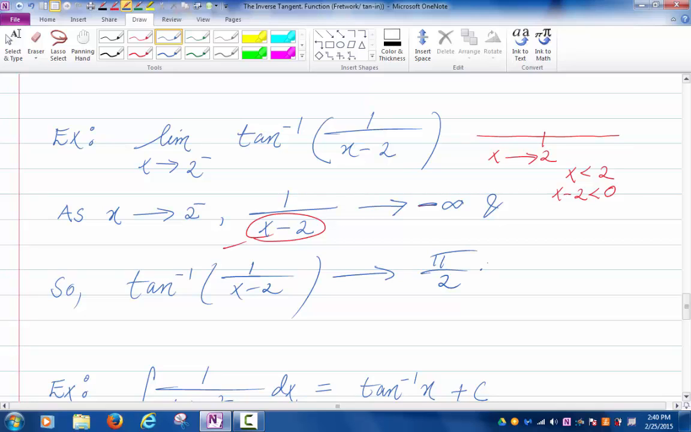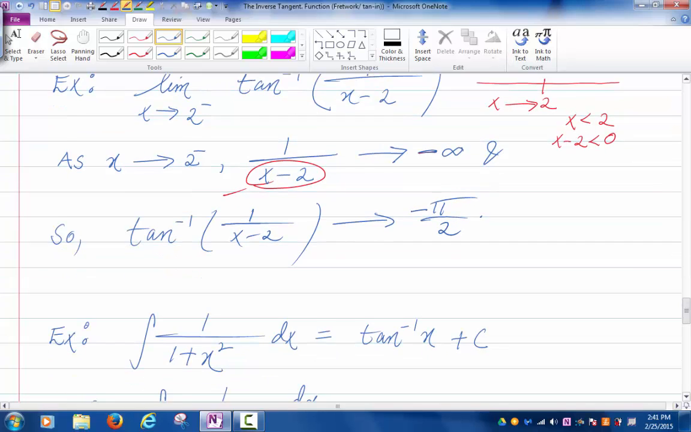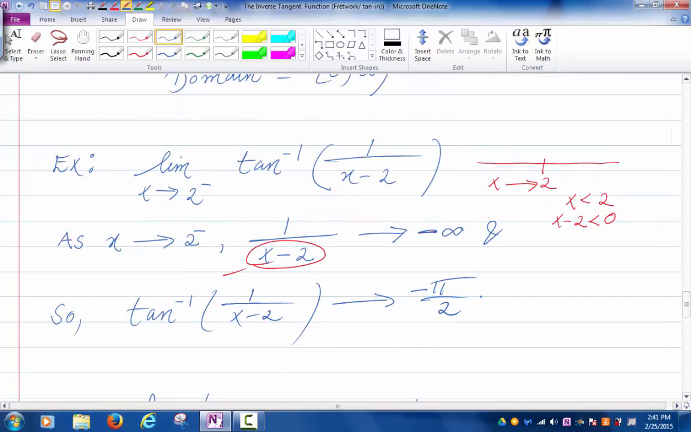Will I get a different answer instead of 2 minus if I have 2 plus? That is, if I look at the limit as x goes to 2 from the right, what would be your final answer? Hey, I said something wrong. It is negative pi over 2, right? So I do have a mistake there. It's going to be negative pi over 2. Okay, any questions on the limit problem?